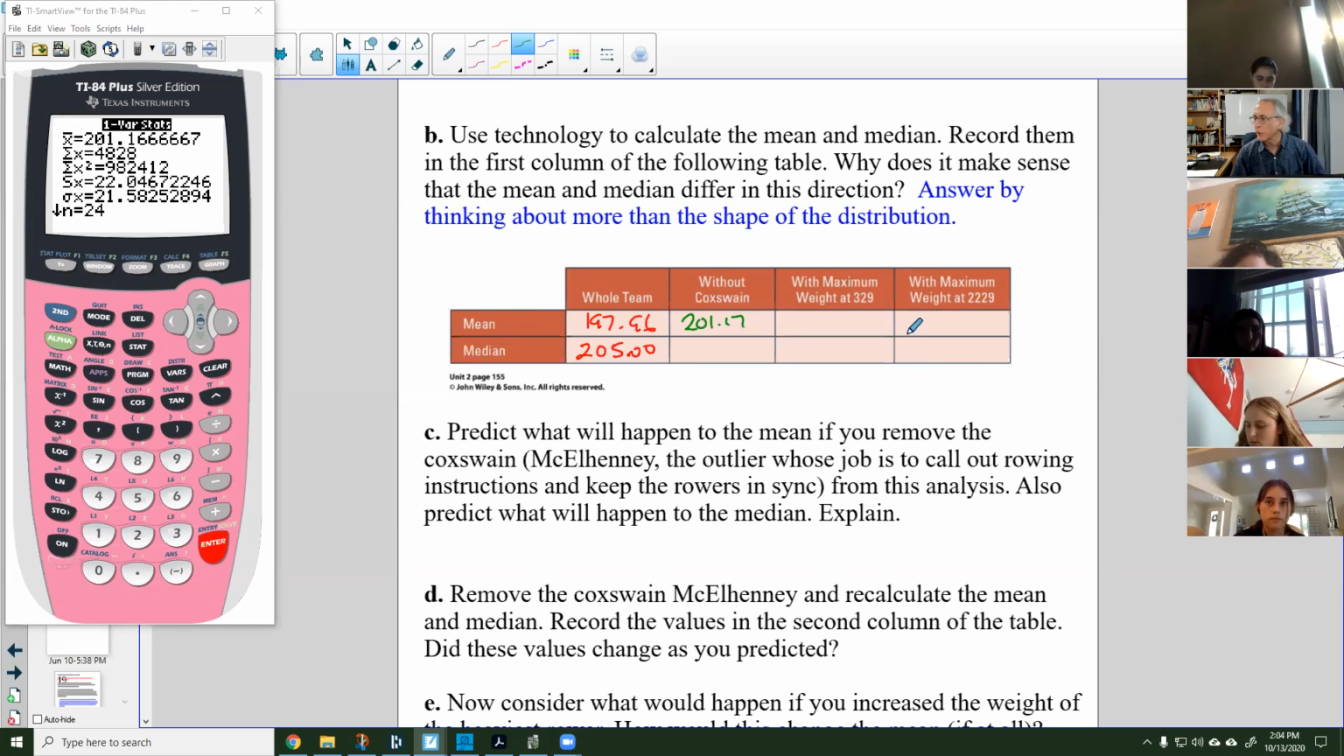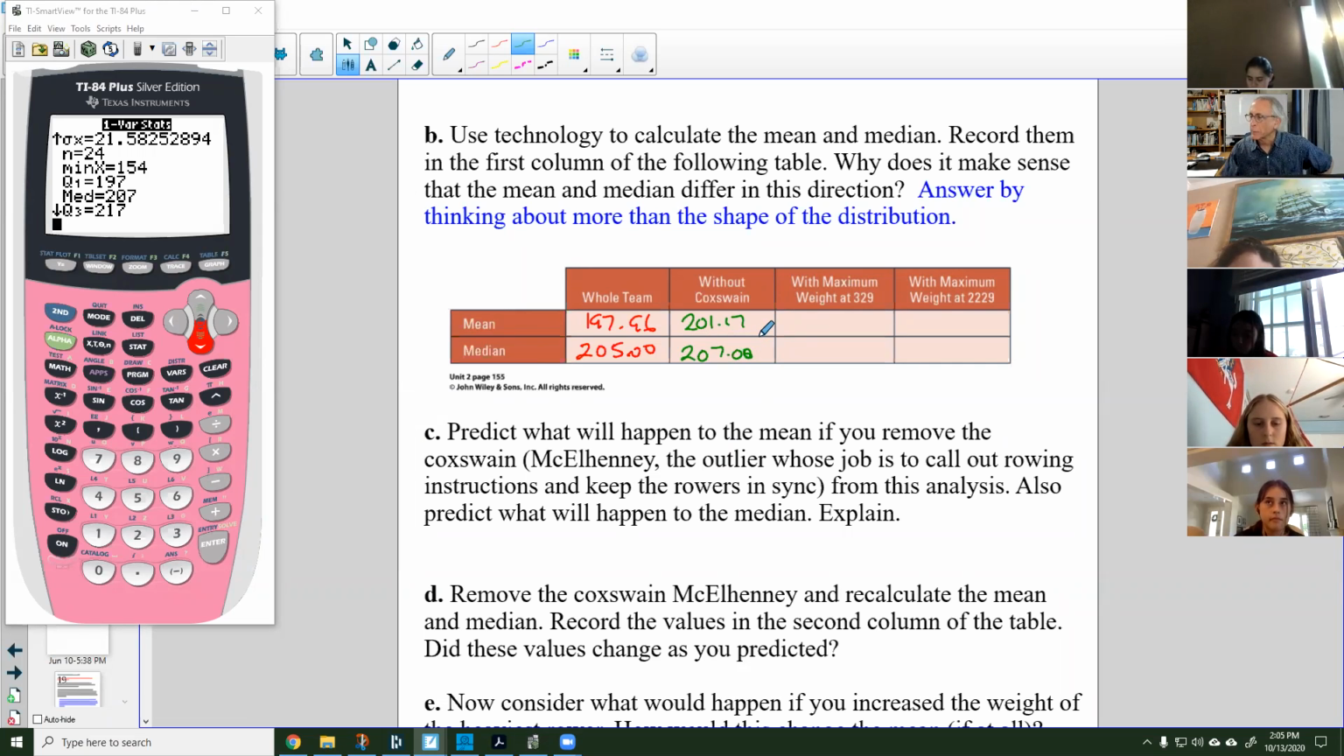201.17. So you see, Juliana, the weight got heavier because I took out the lightest guy. Now the weight of the team is heavier, considerably heavier, like 4 pounds heavier. Let's see what happened to the median. Well, the median also went up to 207. Not as much, but it still went up, right? Because we took away one of the elements there.